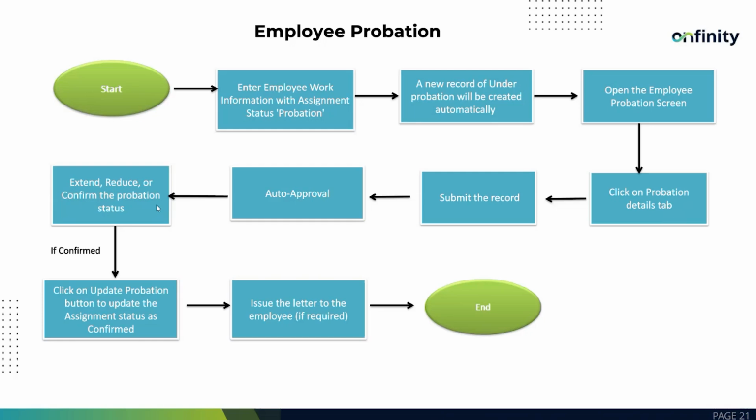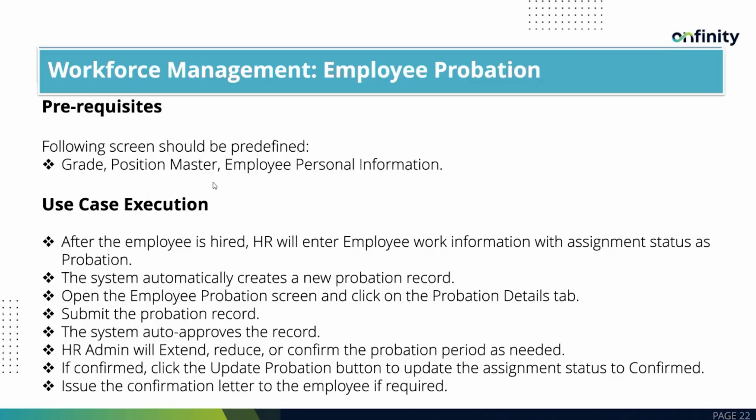You can then extend, reduce, or confirm the probation status as needed. If the status is confirmed, click on the Update Probation button to update the assignment status to confirmed. If required, issue the confirmation letter to the employee. Next, let's look at the prerequisites for the employee probation process. The following screens should be predefined: grade, position master, and employee personal information.